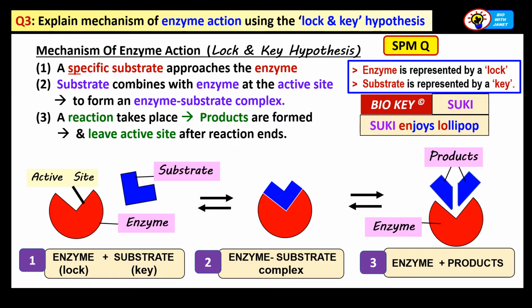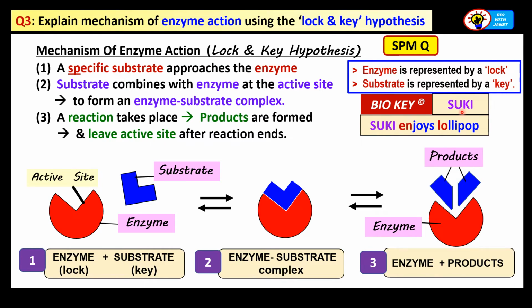A mechanism of enzyme action, this is very important as an SPM question. So make sure you know how to explain these 3 steps, as is discussed in the textbook. So mechanism of enzyme action based on the lock and key hypothesis. In this hypothesis or theory, the enzyme is the lock and the substrate is the key.